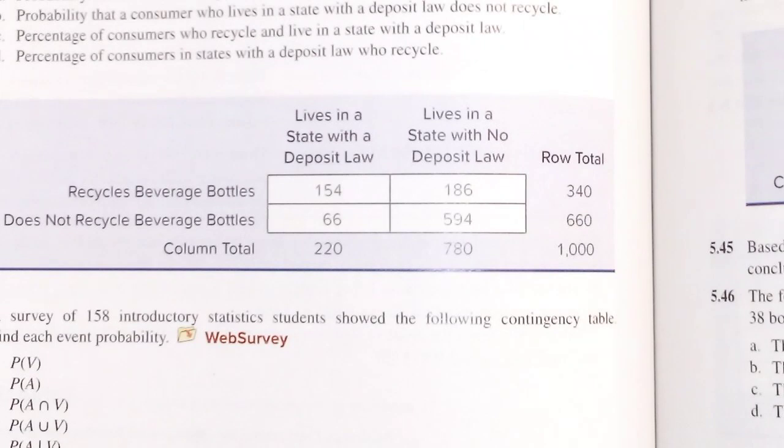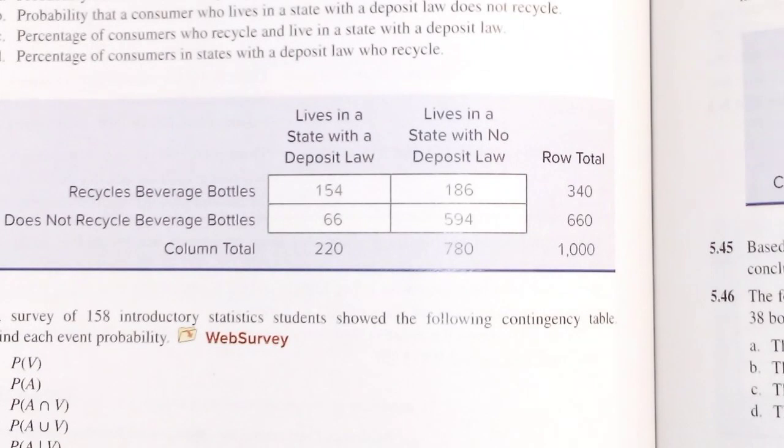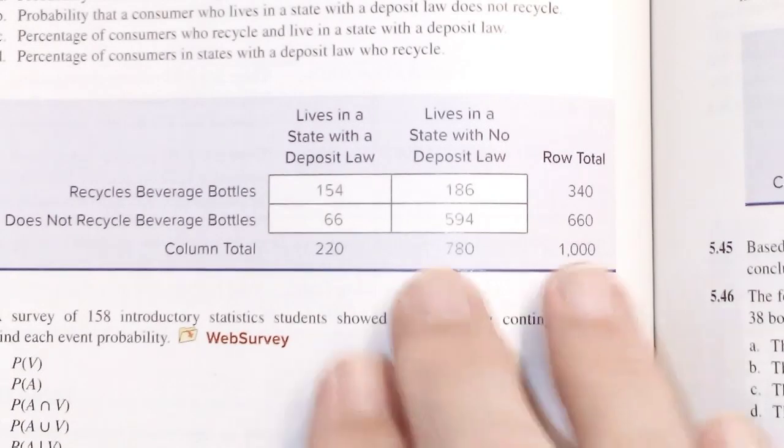A recycling example. On a number of soda bottles, particularly glass bottles, you'll see a deposit. If you bring this bottle back to a bottling recycler, we'll give you a nickel, a dime per bottle. They surveyed 1,000 people and asked, do you live in a state with a deposit law? Yes or no? Do you recycle your glass bottle? Yes or no? And out of the 1,000 people, this is what we saw.